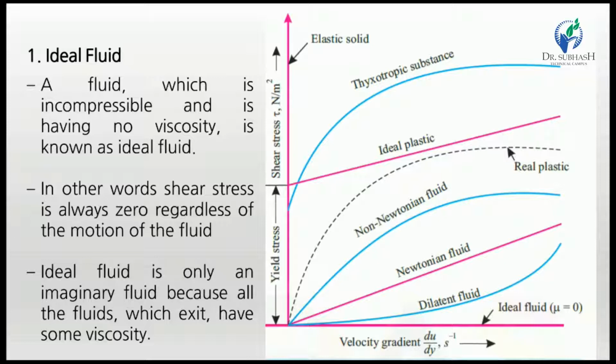So we can draw the graph of this fluid. The shear stress is 0, so its line is perfectly horizontal at the 0 point. This is mentioned here.